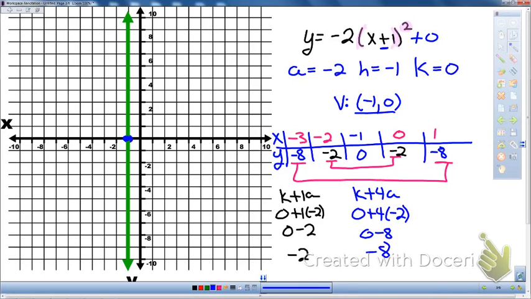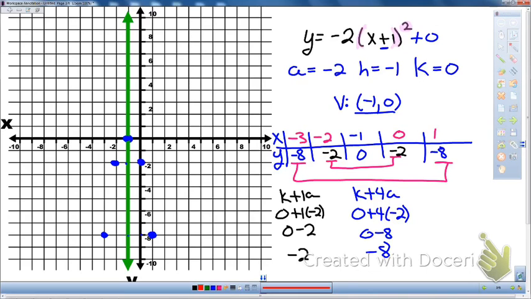Now that I've completed my table of values, I can plot these points and graph. 0, negative 2, negative 2, negative 2. Notice again that they are 1 unit away from our axis of symmetry. 1, negative 8, 2 units away from our axis of symmetry, negative 3, negative 8. 2 units to the left of the axis of symmetry.